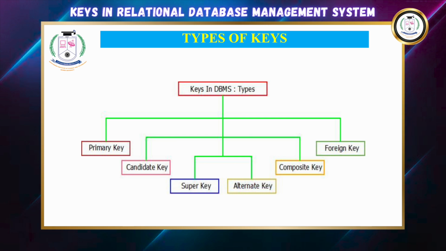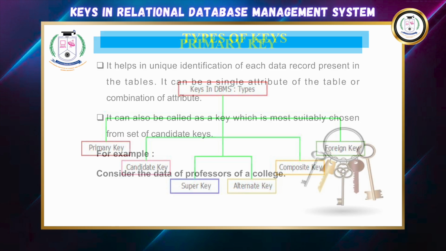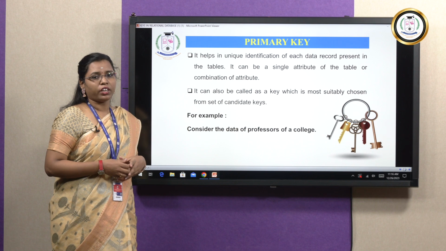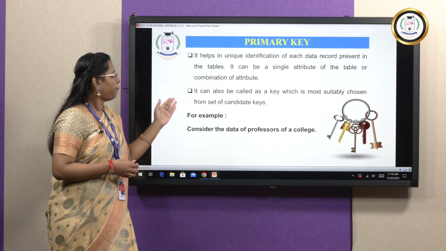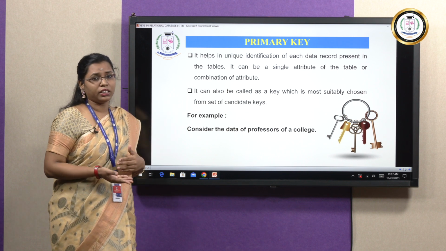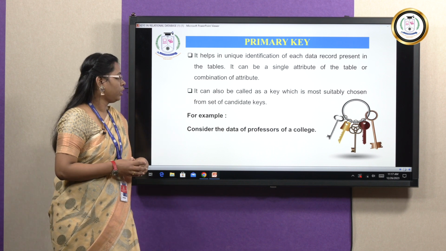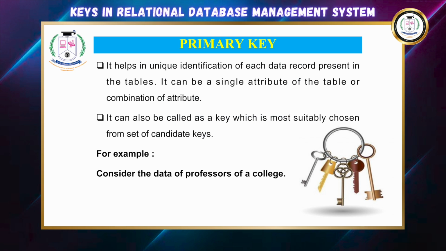And these are all the types of keys. The first one is the primary key, the second one is the candidate key, next super key, alternate key, composite key and the foreign key. So let us see what is meant by a primary key. A primary key is a unique identification of each data record present in the table. It can be a single attribute of the table or a combination of attributes. Primary keys are mostly chosen from the candidate keys.